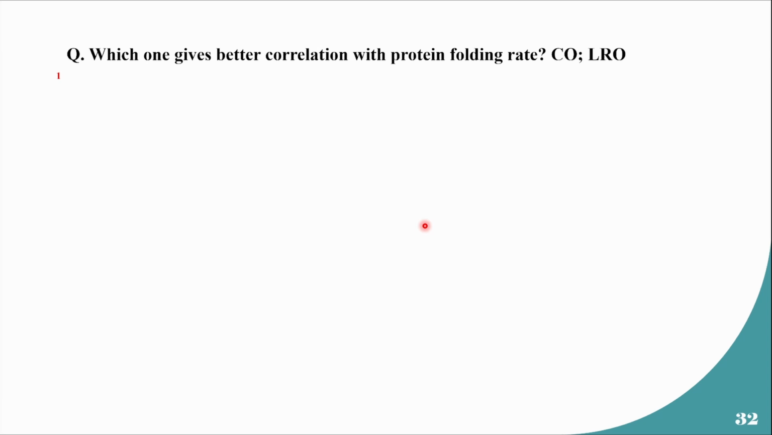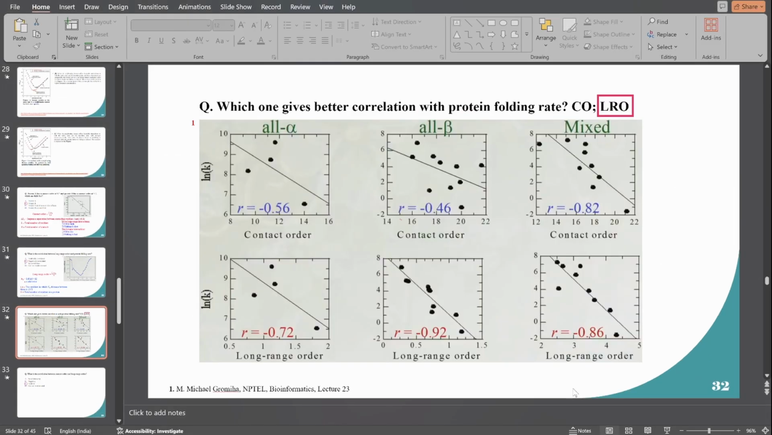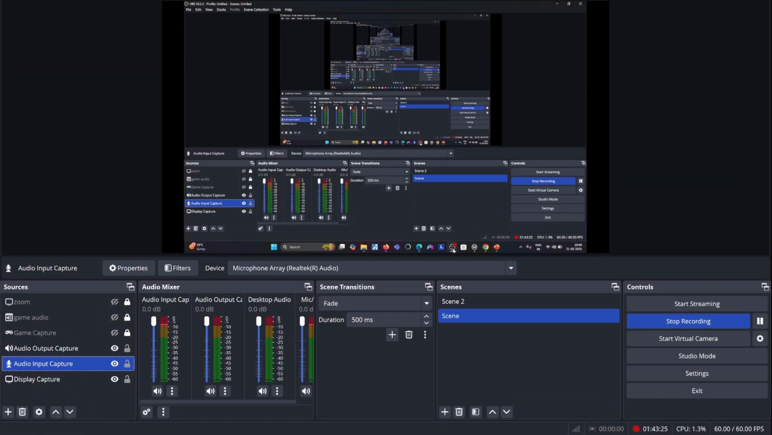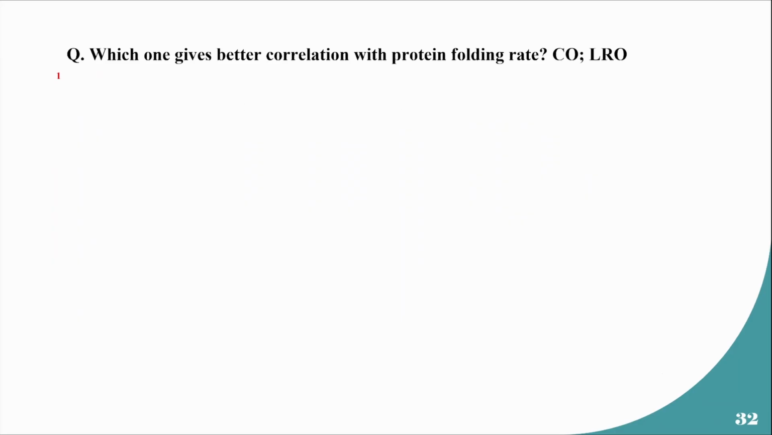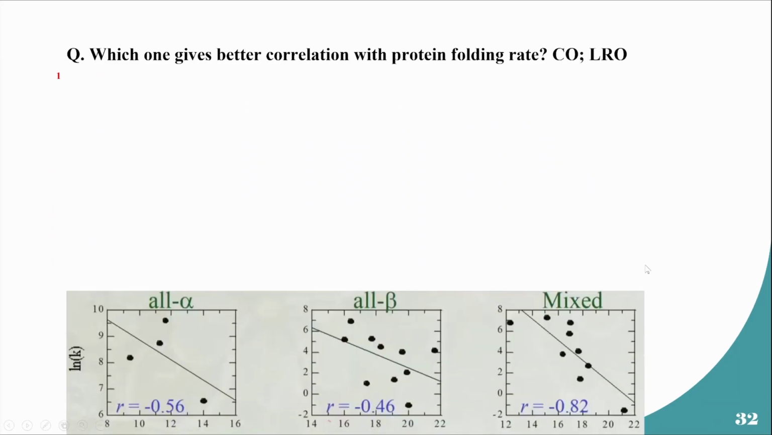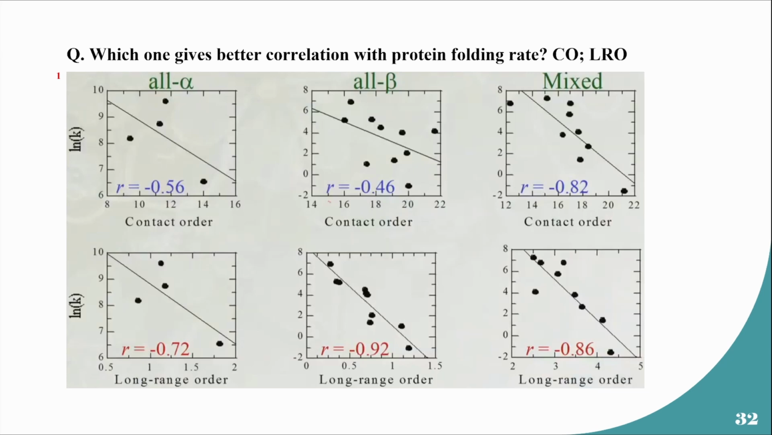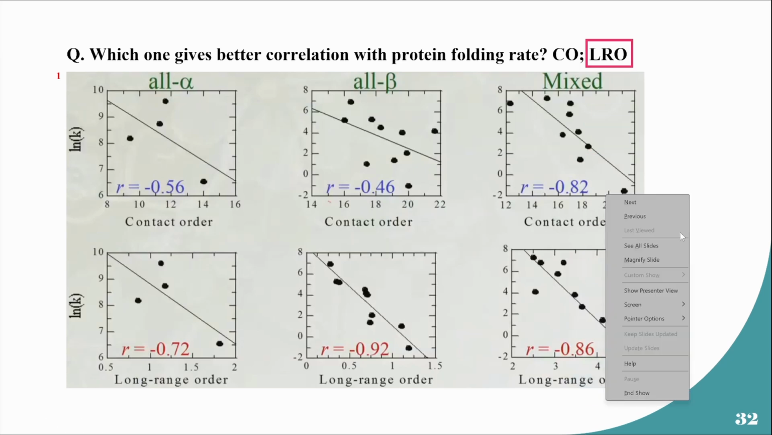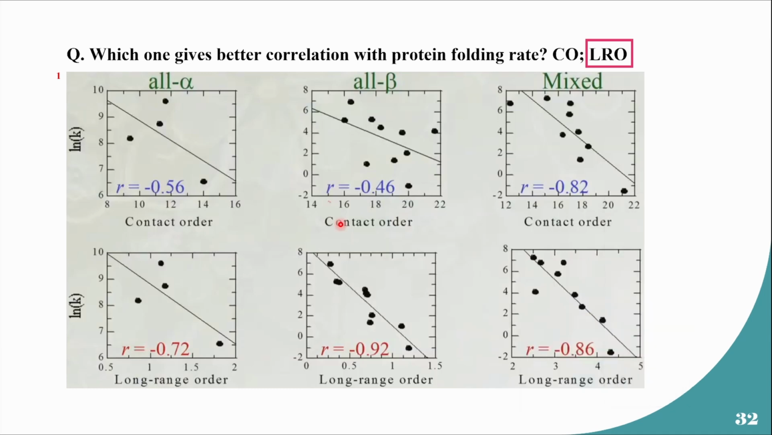Now, since both will be inversely correlated, which could provide a higher value of this inverse correlation, or negative correlation, in the protein folding rate: contact order or long range order? In this case, our answer would have been long range order. Okay. We can see in the plot here.